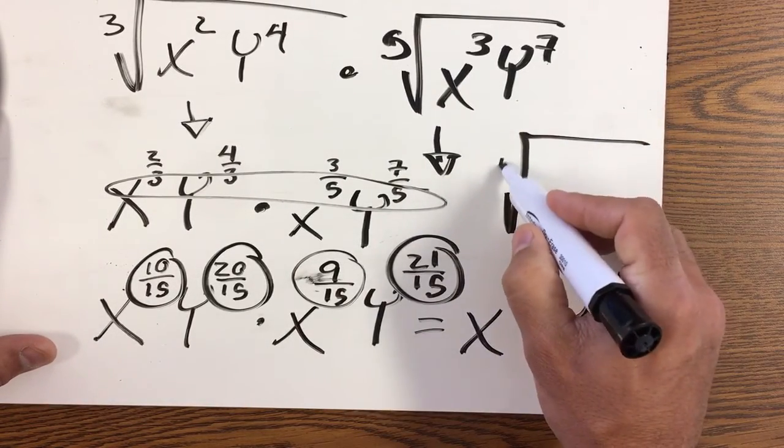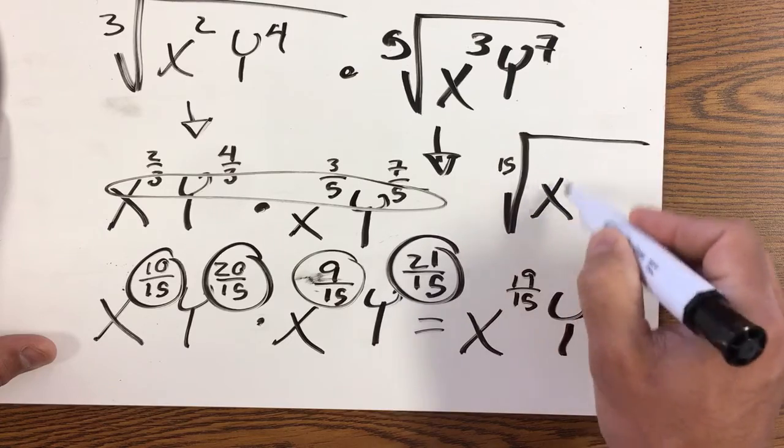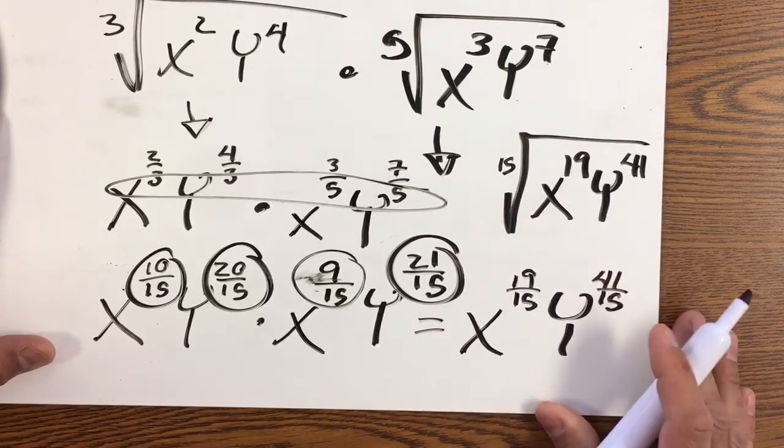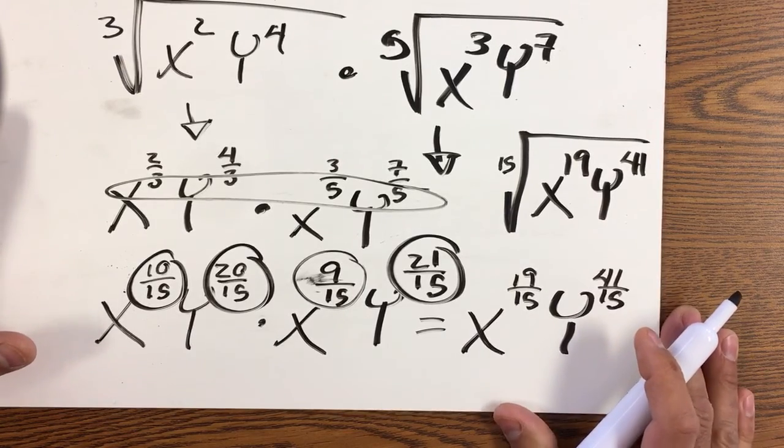So my index is going to be 15. I'm going to have x to the 19, y to the 41. So those are the steps that you're going to have to follow for these guys.